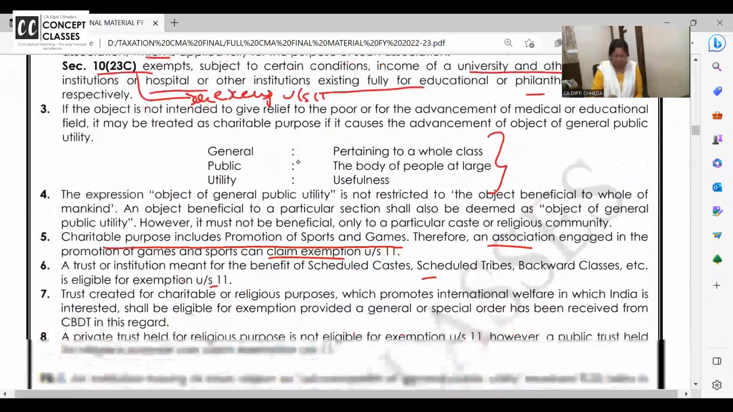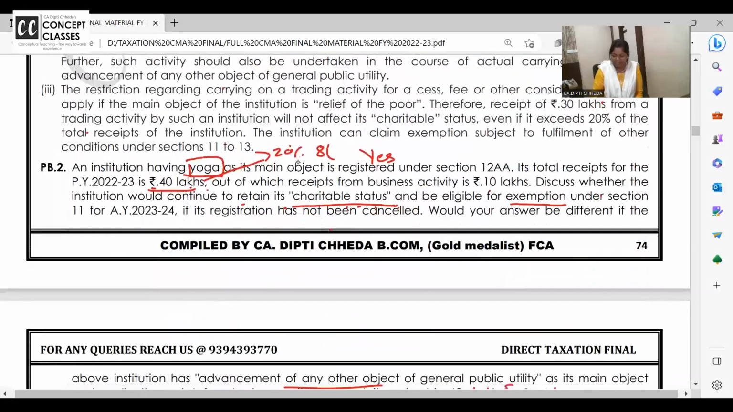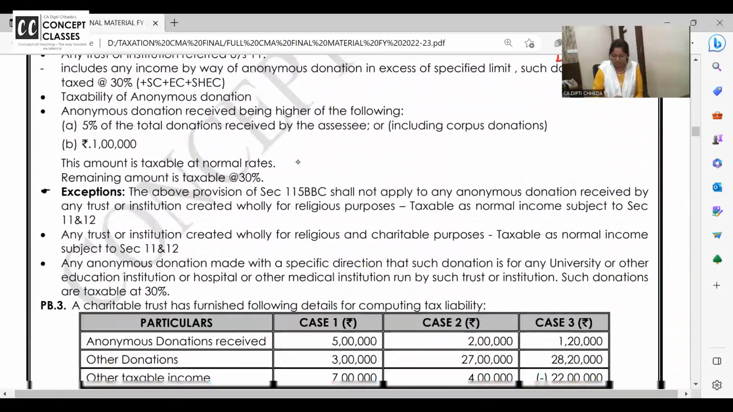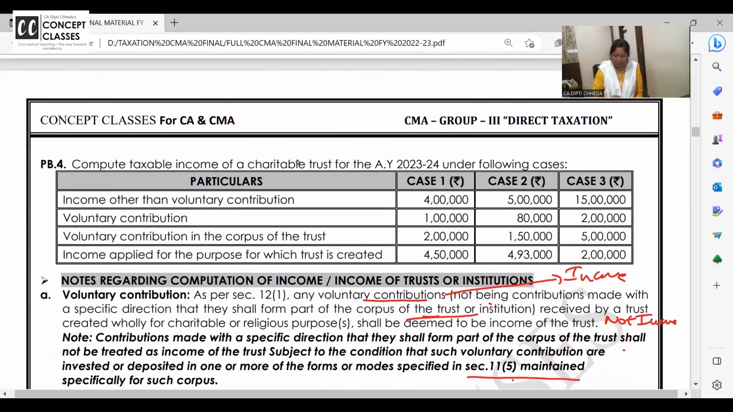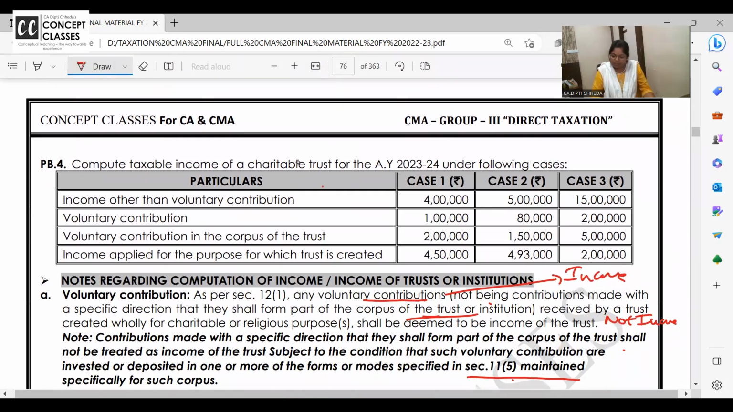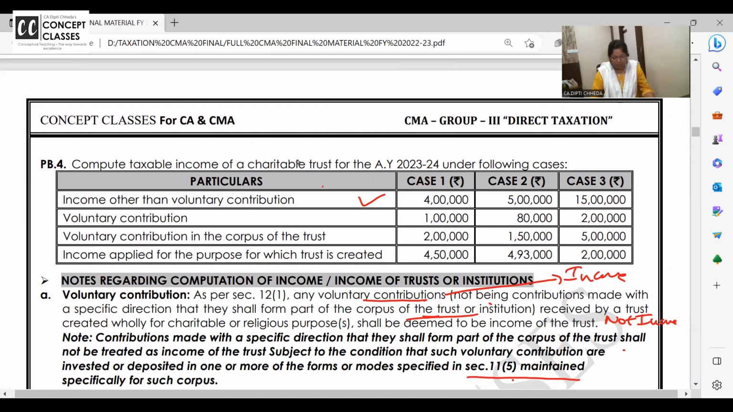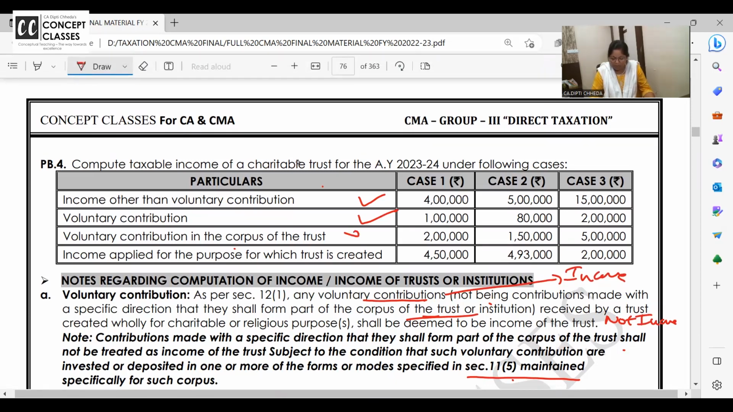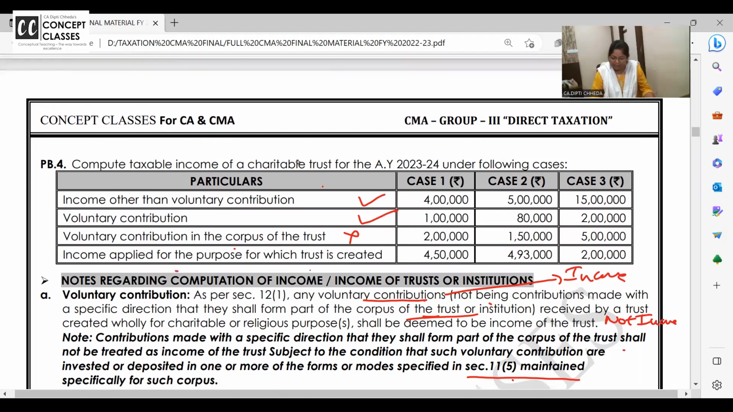Chalo, let us take up some simple problems. As I said, carry forward and all is not allowed. So, usse related, we will do problem number 4. Dekho, on screen. Compute the taxable income of the trust. Income from voluntary contribution. Is it taxable? Yes. Other than voluntary contribution? Yes. Voluntary contribution? Yes. Voluntary contribution in the corpus? No, it's not income. And income is applied. So income received is 6 lakh and applied is 450. Can you calculate what is going to be the taxable income?